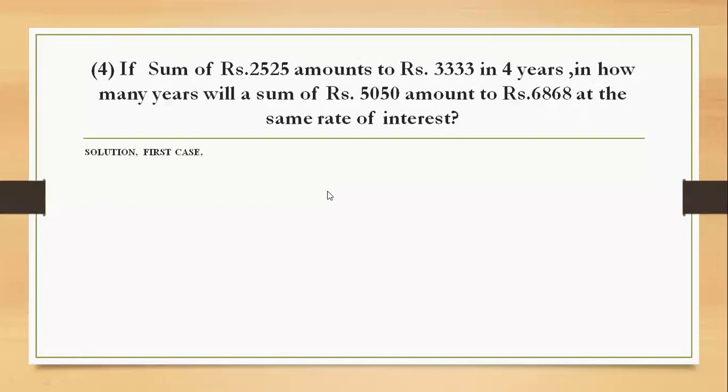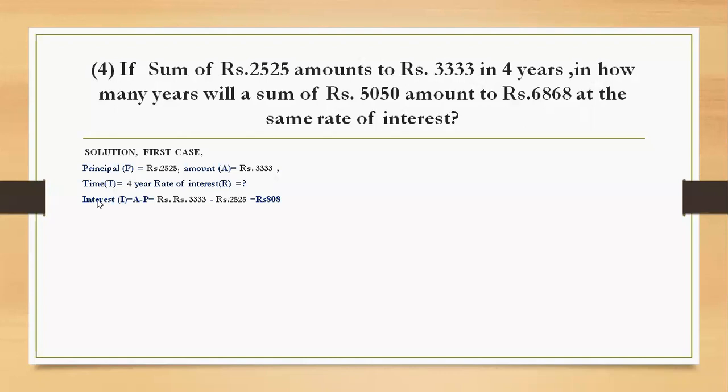Okay, now we have to do this question like this. First case: principal given, amount given, time given. Now we have to find the rate of interest. Interest equals A minus P; subtracting them, it will come to 808. Then put the value in the formula R equals I into 100 by P into T. Then you will get the rate of interest: 8% per annum. And this rate of interest will be used in the second case.